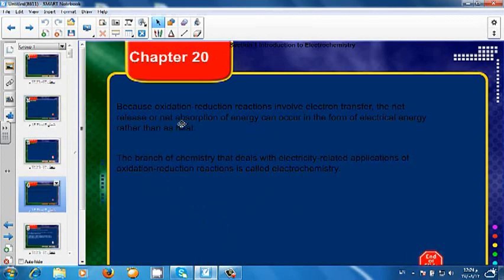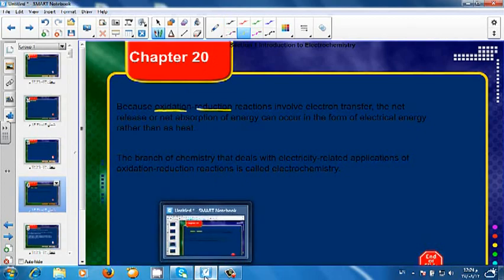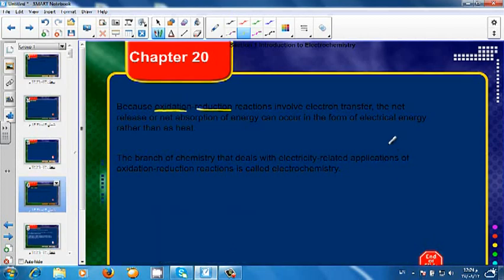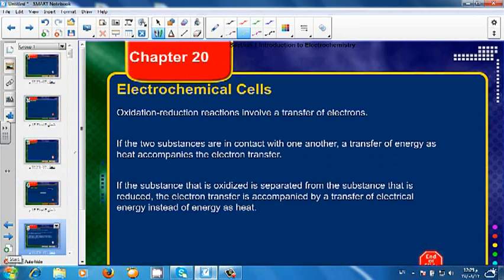The part for the oxidation, electrons are lost, and the half reaction that represents the reduction, electrons are gained. So when electrons move, they create electric current, and they represent electric energy. The branch of chemistry that deals with electricity related applications of oxidation reduction reactions is called electrochemistry. Okay, this is the introduction for the section.